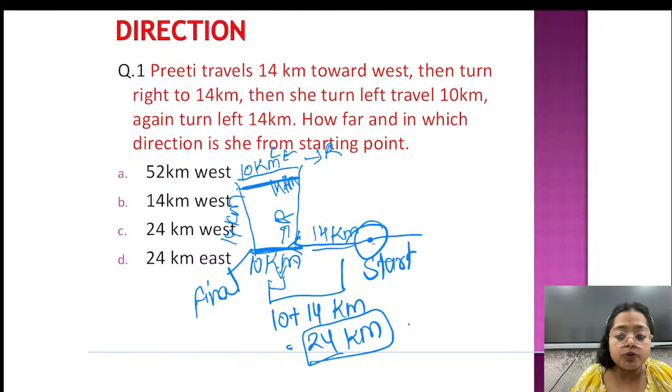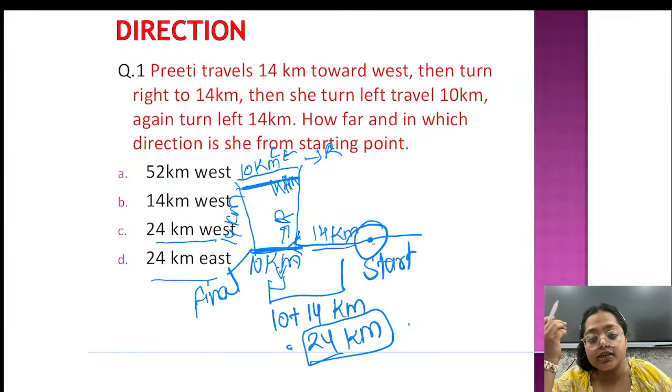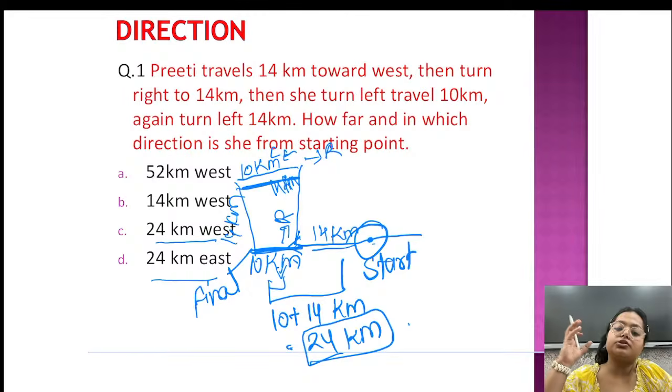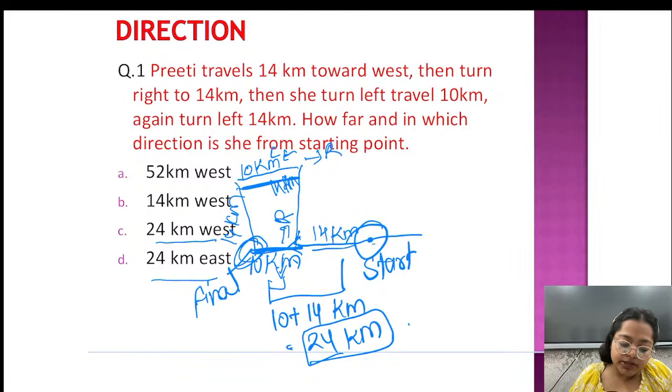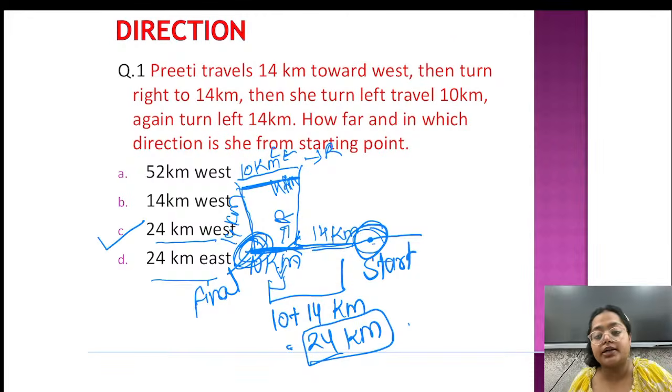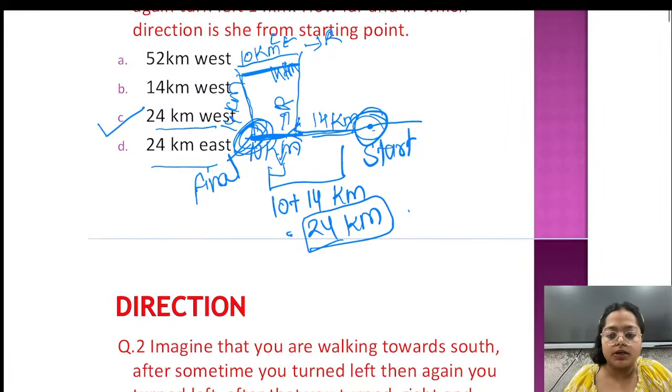So now we have two options for 24 kilometers: 24 kilometers west and 24 kilometers east. Now how will we decide whether Preeti is in the west or east? This will be decided by the final position of Preeti. From here she turns right. So from the starting point, Preeti is towards the west side. Okay, so option C will be the correct answer: 24 kilometers west. Okay, clear है सबको?